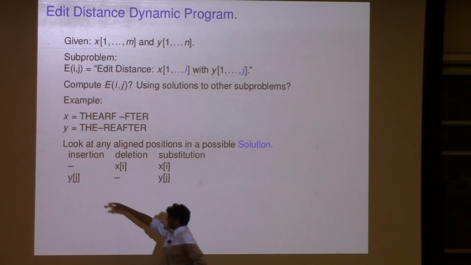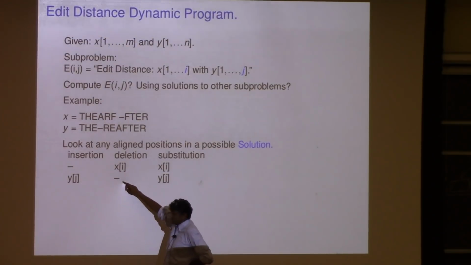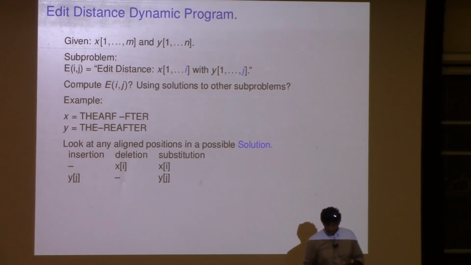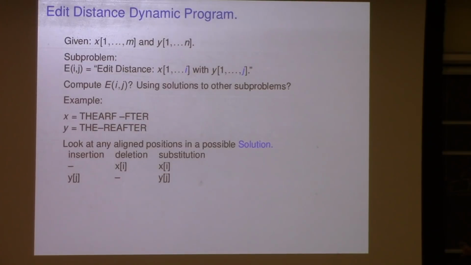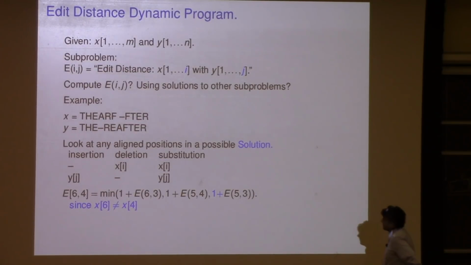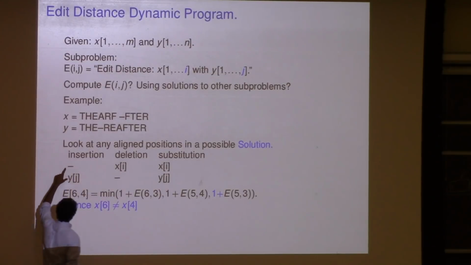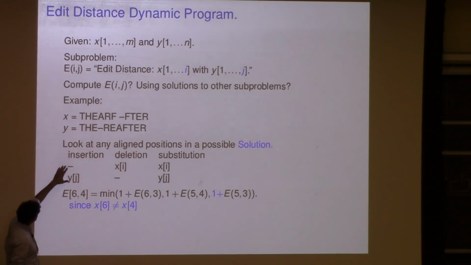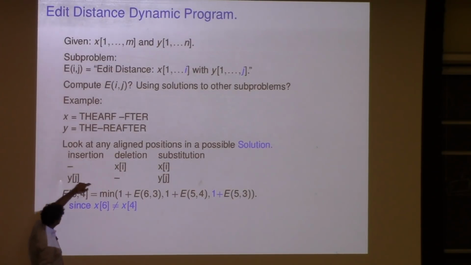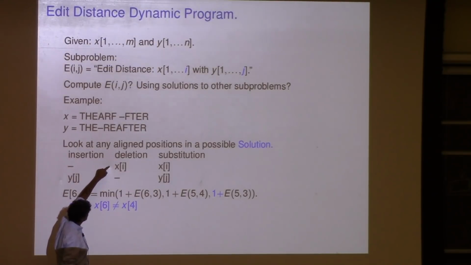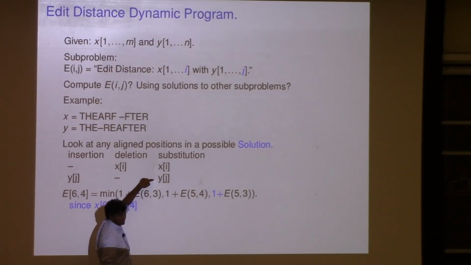Either you have a gap and Y sub J, or you have X sub I and the gap, or you have X sub I and Y sub J in the alignment. You have two positions you're looking at in the last position. So in some sense, in this case, I'm stripping off a character of Y. And now for the rest of the alignment before it, what I want is the best alignment of I to j minus 1. In this case, I want the best alignment of I minus 1 to j before. And here, I want the best alignment of I minus 1, j minus 1.